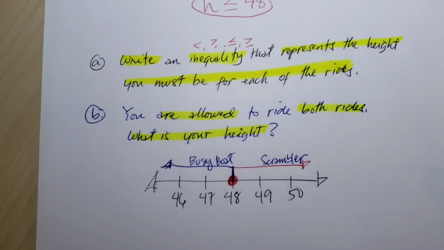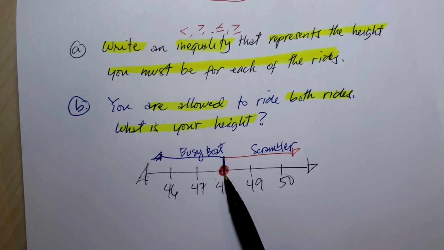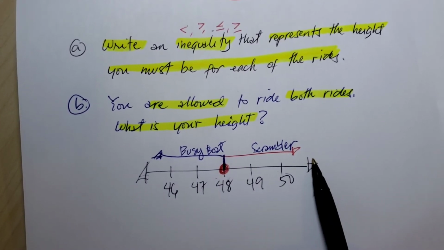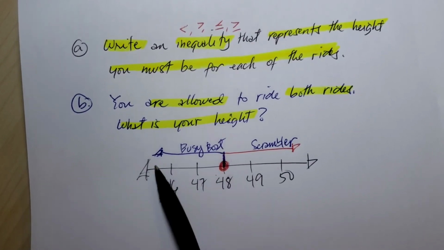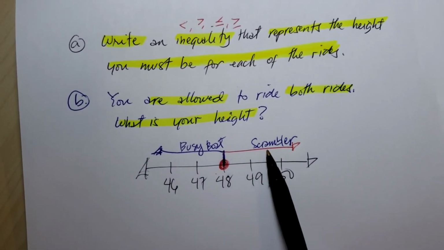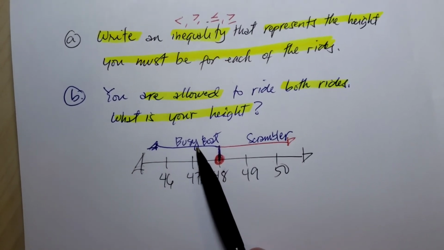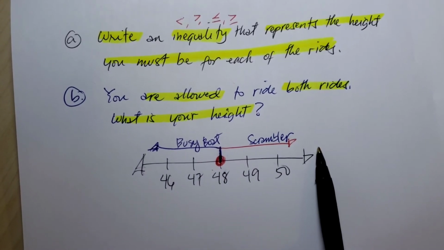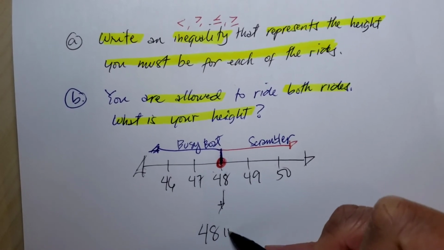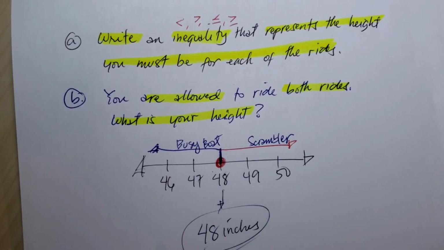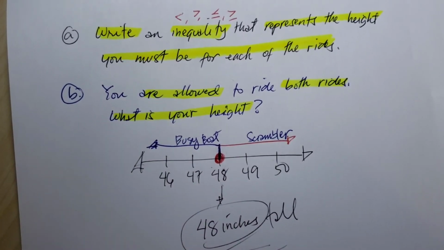Now let's make sense of this. If you can ride the scrambler, that means your height is either 48 inches or higher. If you're able to ride the busy boat, that means your height should be 48 inches or lower. You cannot ride the scrambler if your height is less than 48. You cannot ride the busy boat if your height is more than 48. So that means if you can ride both, your height is exactly 48 inches. So you are 48 inches tall. That would be your answer. Hope that helps.